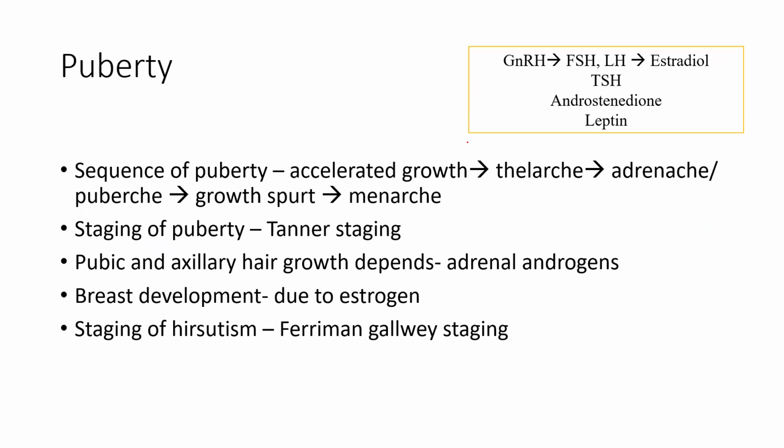Next one, coming to puberty. We'll finish this fast. Before going to the other features of puberty, remember a little about the hormones acting on puberty: gonadotropin releasing hormones, which secrete FSH, LH, and then estradiol. Apart from that, we have TSH, androstenedione, as well as leptin, which is found in the adipose tissue. Remember, these are necessary for puberty.